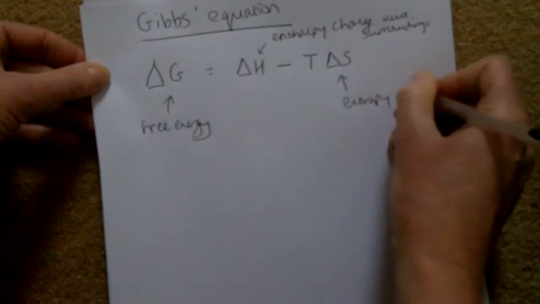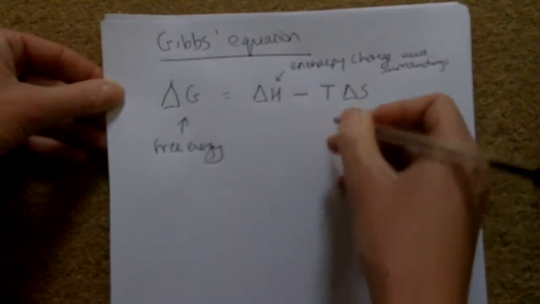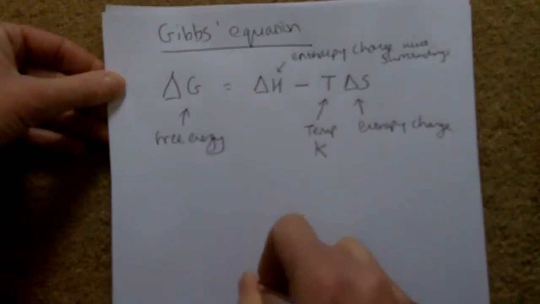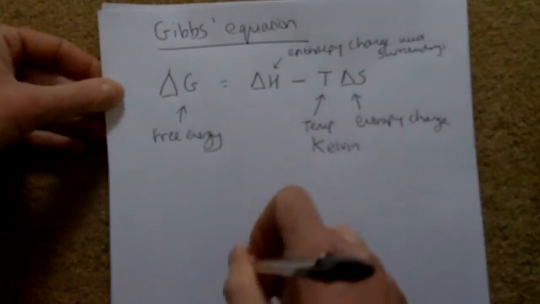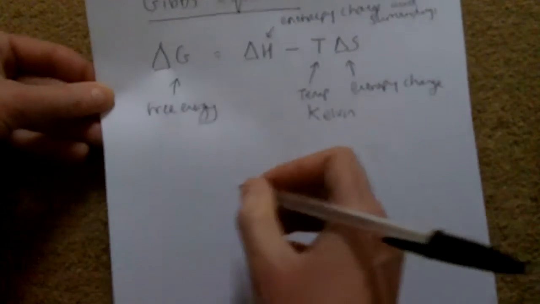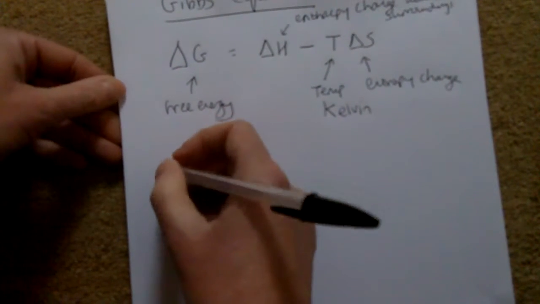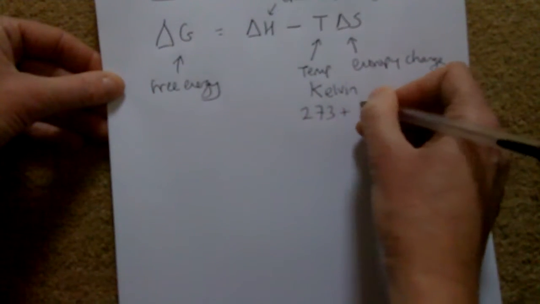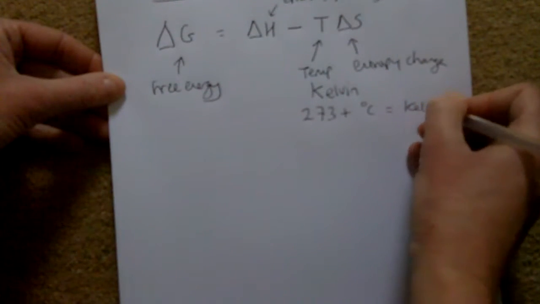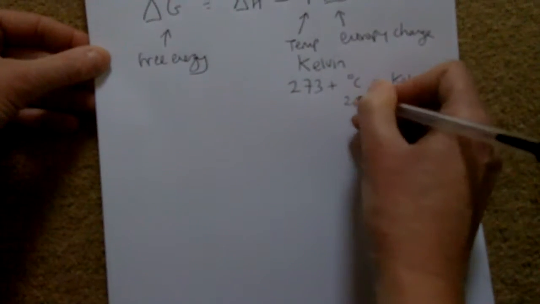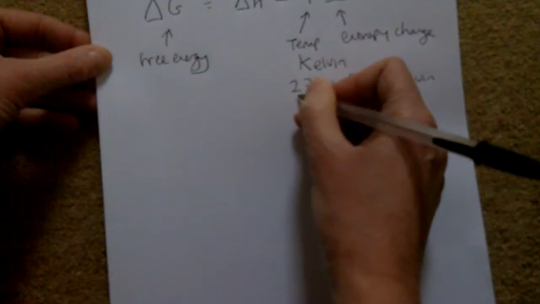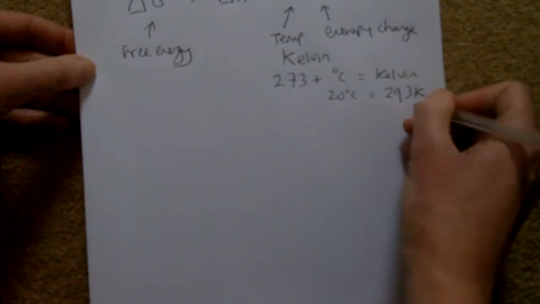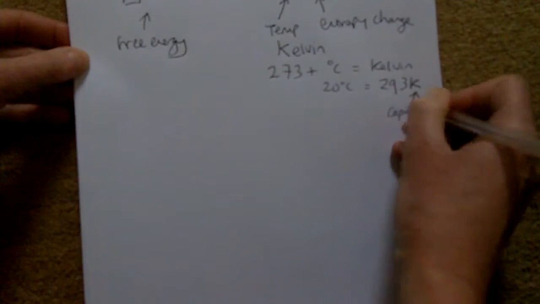And T is the temperature, which has to be in Kelvin. It has to be in Kelvin when you're doing these calculations. When you're converting to Kelvin, all you do is add 273 onto the degrees, and then you'll get your answer in Kelvin. So if it says 20 degrees, that's 20 plus 273, which is 293 Kelvin. And Kelvin is a capital K.